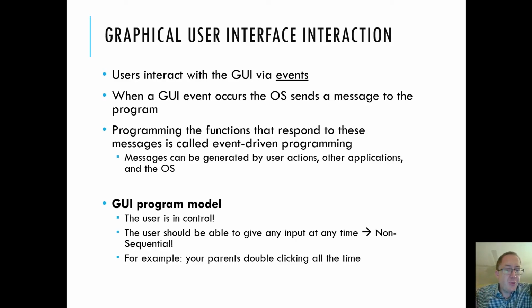The point is, you are not in control. The user is in control. The user is non-sequential, so the user can give feedback at any time. The screen might draw 60 times a second, or it might be 30 times a second. It might be 10 times a second. It might be 120 times a second, where your game or your image is going to be drawn. And just like your parents double-clicking all the time, right? As a result, it means you don't control the order of things, and that's a hard thing to get your head around. You are not in control. Something else is in control. You deal with a callback. That is very different than what you're used to.